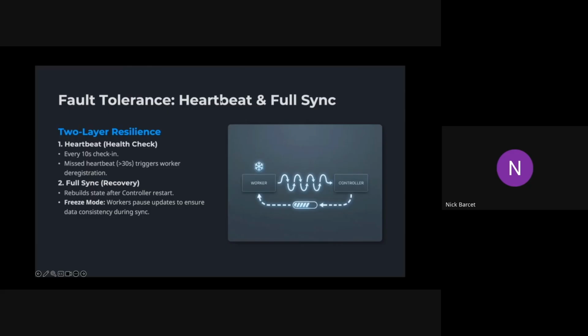Second is full sync. If the controller itself restarts, it turns workers into freeze mode. During this time, workers pause updates and only use the local CPU hot cache for reading. The controller rebuilds the global state from all workers. Once it is consistent, normal operation resumes. We choose this rather than a write-ahead log because metadata is transient and in-memory reconstruction is faster and simpler.